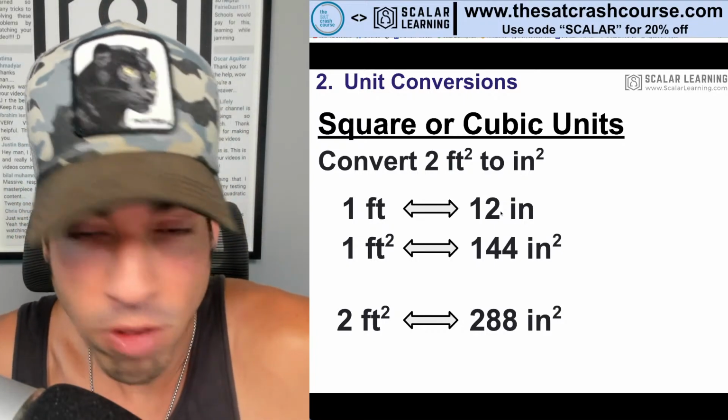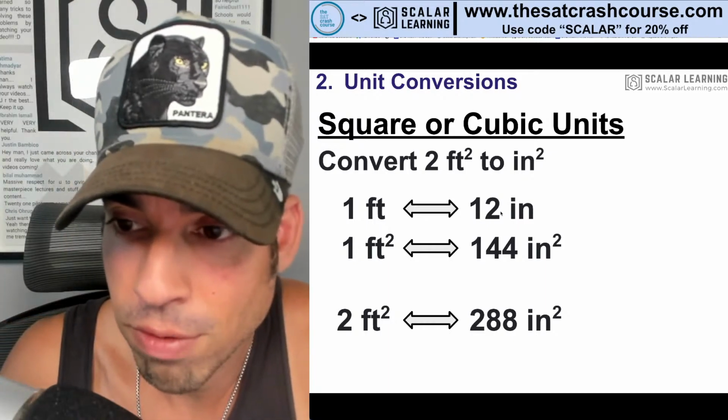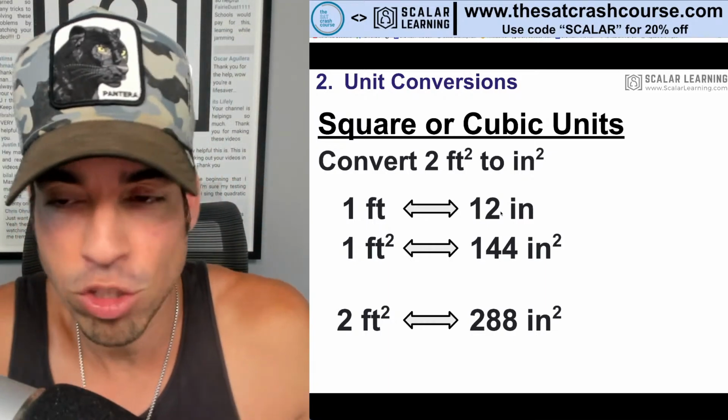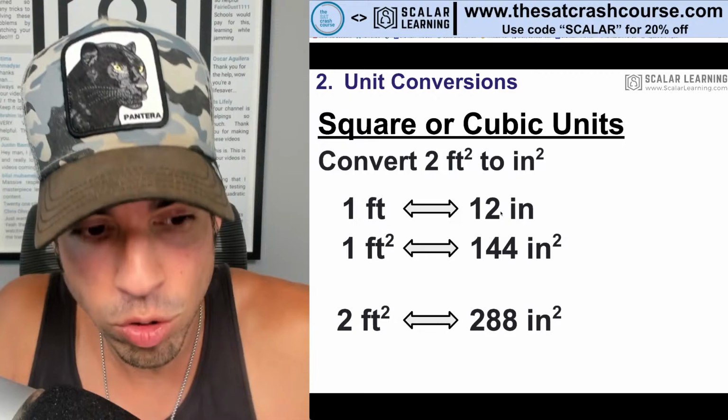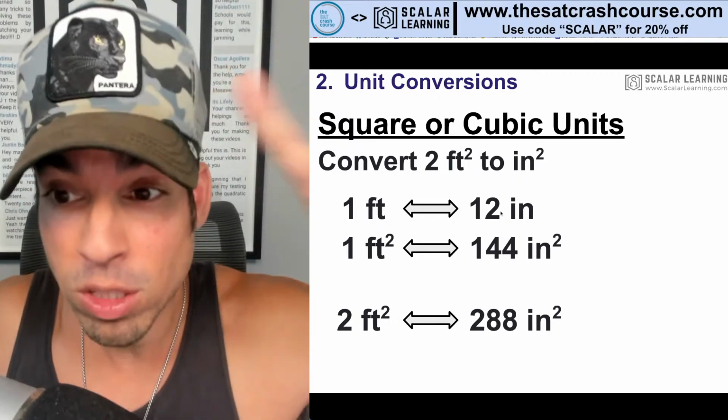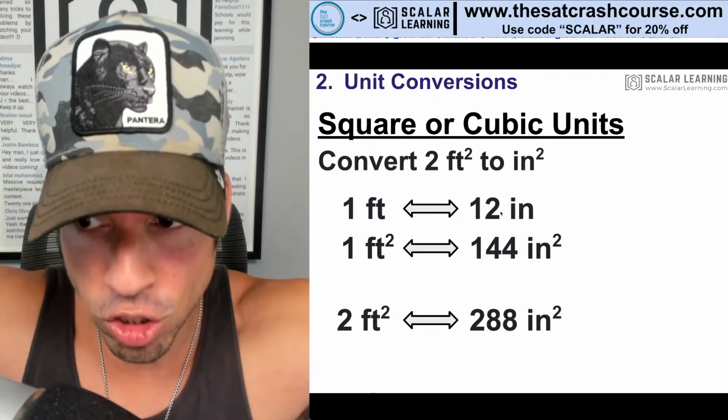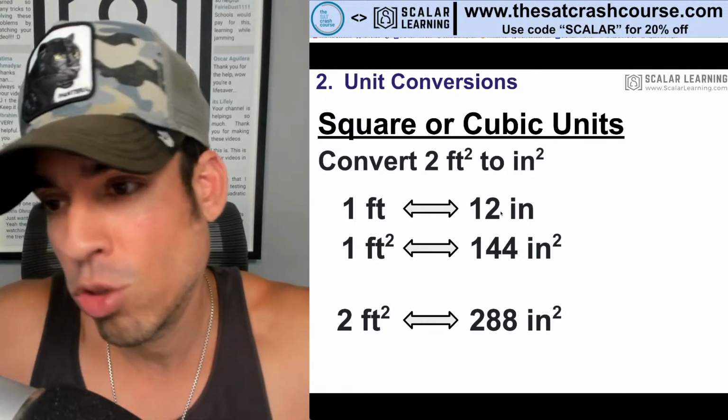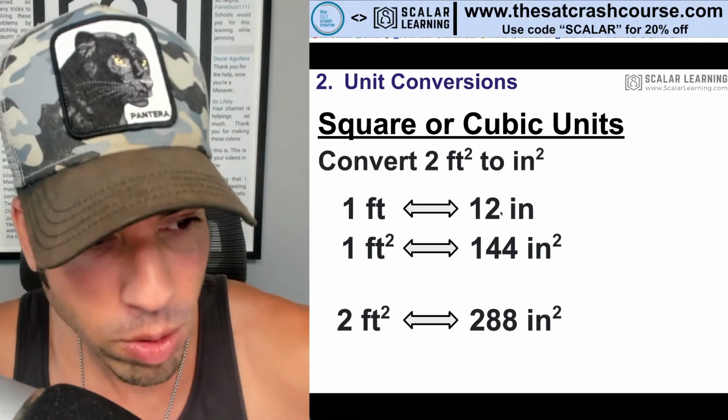All right, so it's 1 to 12. But to get the equivalent area conversion, just like we're taking square units, we need to square those values. So 1 squared is 1, 12 squared is 144. So 1 foot squared is 144 inches squared. Then you can just multiply it. So then 2 feet squared is 288. That's how you do it.